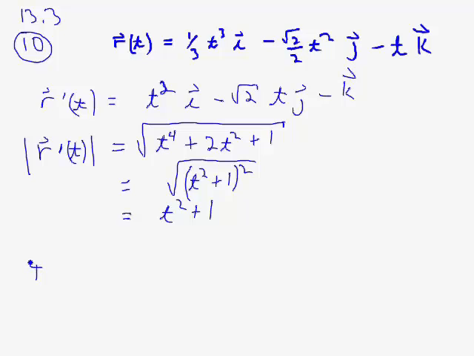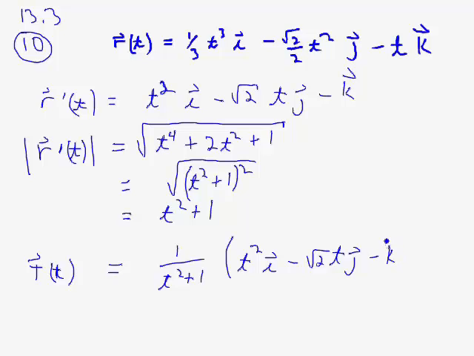So the principal unit tangent vector, T of t, let's say, is equal to 1 divided by t squared plus 1 times the quantity t squared i minus square root of 2 tj minus k. And T of 1 then is 1/2 times the quantity i minus radical 2j minus k.